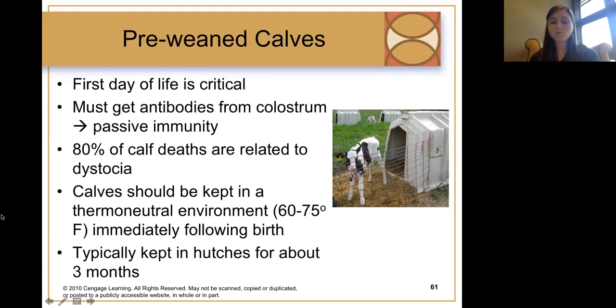So for pre-weaned calves, the first day of life is extremely critical. They must get the antibodies from that colostrum that we talked about to get their passive immunity. And 80% of calf deaths are actually related to dystocia, so try to really prevent that in any way that you can. Calves should be kept in a thermally neutral environment, so between 50 and 75 degrees Fahrenheit, and usually full of earth. And they're typically kept in hutches for about 3 months.